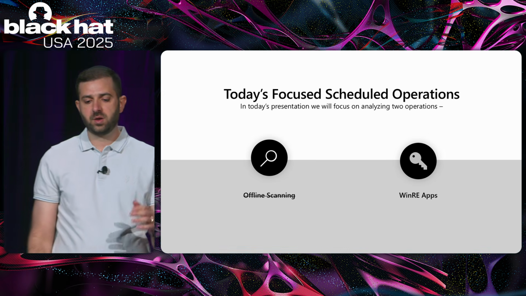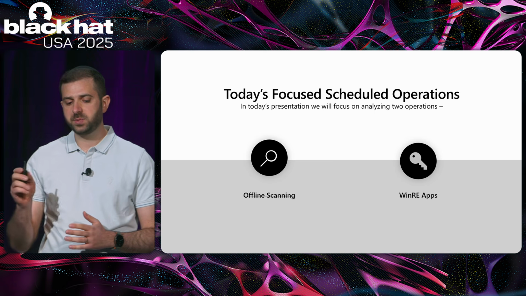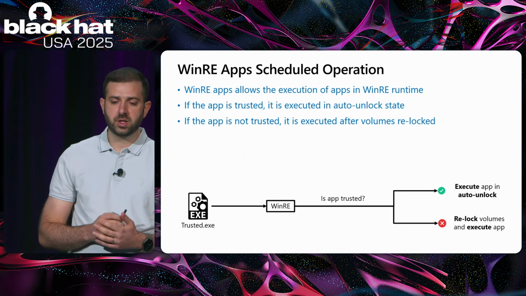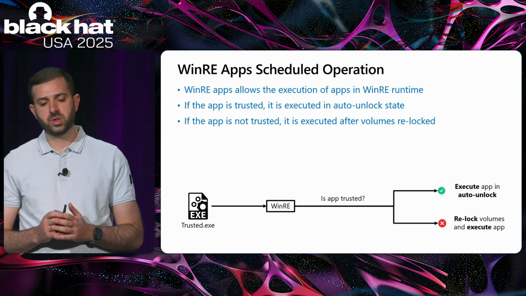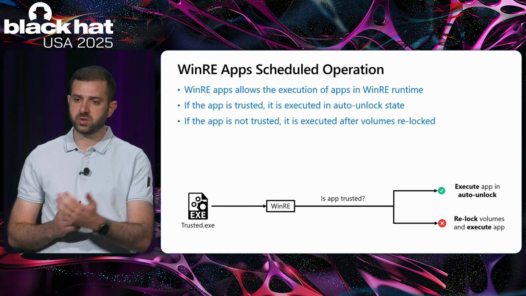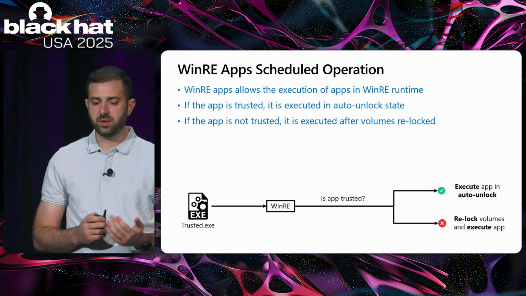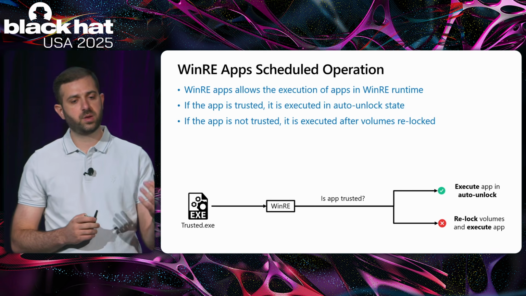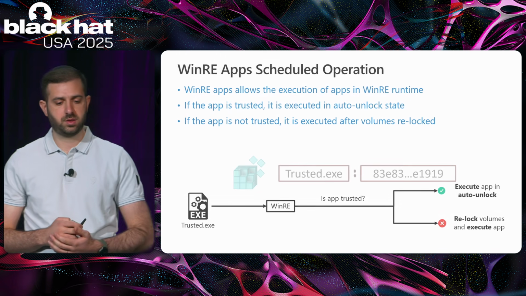So we completed going over the offline scanning. So let's proceed to WinRE applications. Another scheduled operation we can configure is WinRE apps, which allow us to run applications within WinRE. If these applications are trusted, they get executed while the main OS remains in auto unlock state. Otherwise, they run after the main OS volume has been relocked.